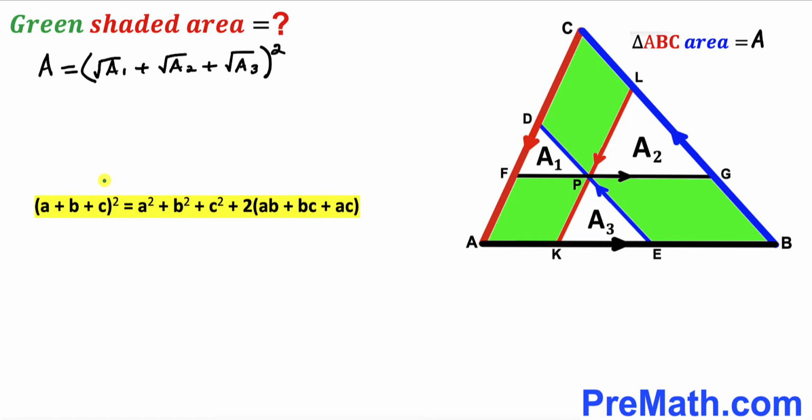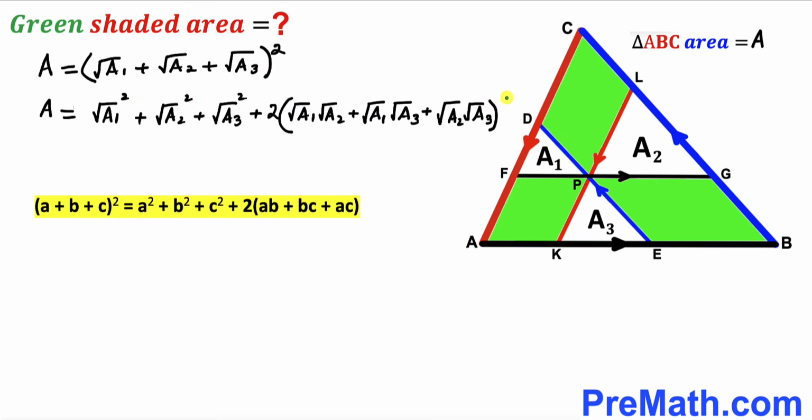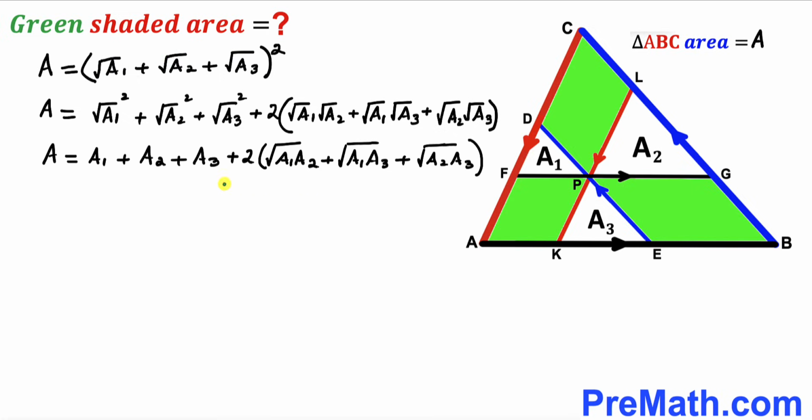And now let's recall this famous identity. A plus B plus C whole square could be written as A square plus B square plus C square plus 2 times AB plus BC plus AC. We are going to apply this identity on the right hand side. As you can see in this next step, if I call this one as A, this is B, and this is C, as you can see in this next step.